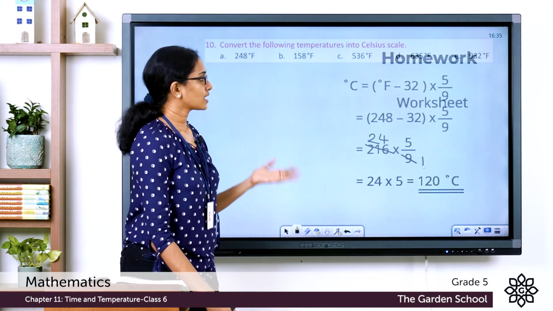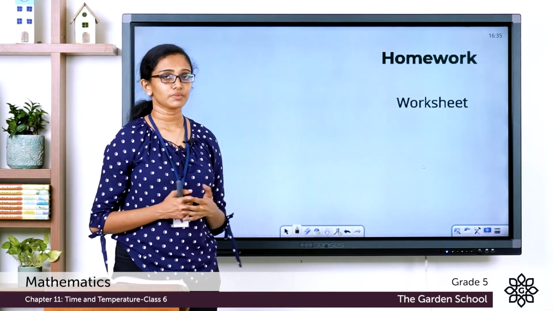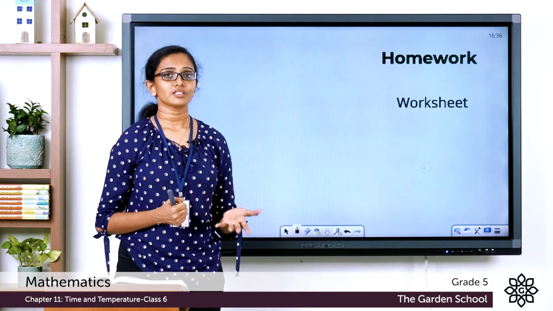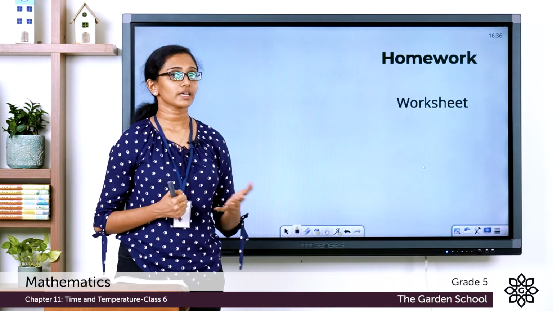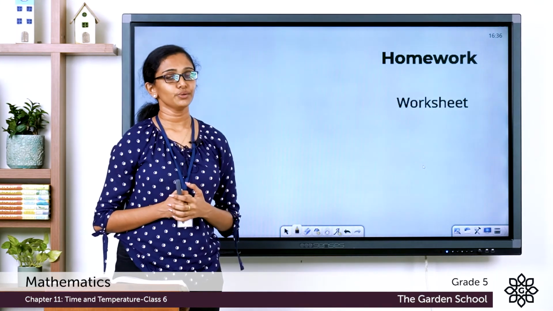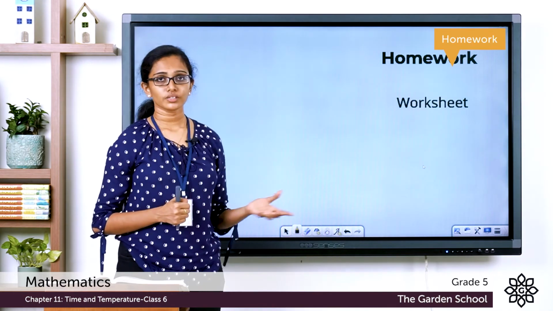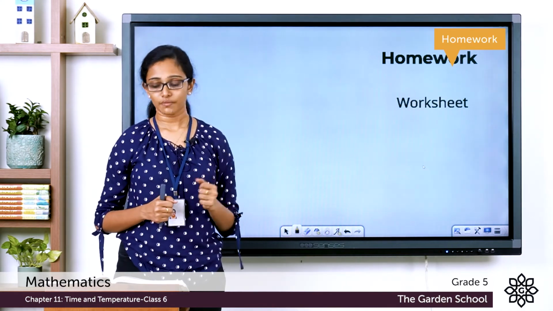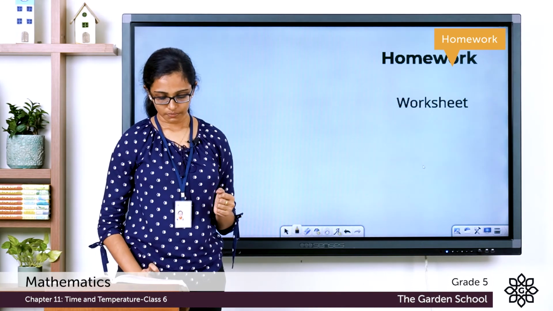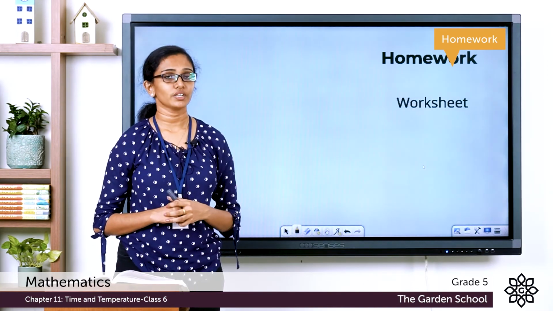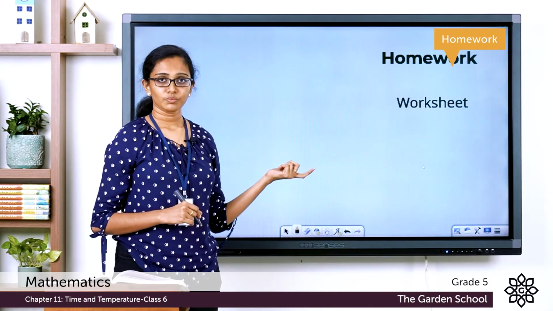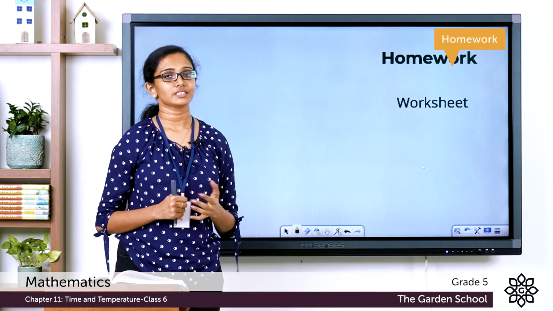So children, we have come to the end of this chapter, chapter 11. I hope all the concepts we learned in this chapter and also the exercises we did are clear to you. As a homework, go through all the concepts and exercises once again, and you have to do the worksheet, which is on page number 178 of your textbook. Once you are done with the worksheet, you can take a picture and send it to us through Teams.